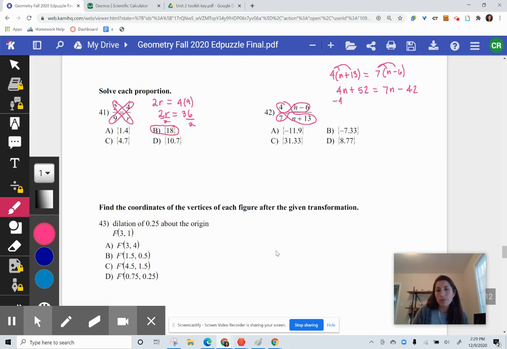Then we can subtract 4n on both sides. 52 is now equal to 3n minus 42. We're going to need to add 42 to both sides. And that's going to be 94 equals 3n. Last step, divide by 3. So 94 divided by 3, that should be 31.33 repeating.